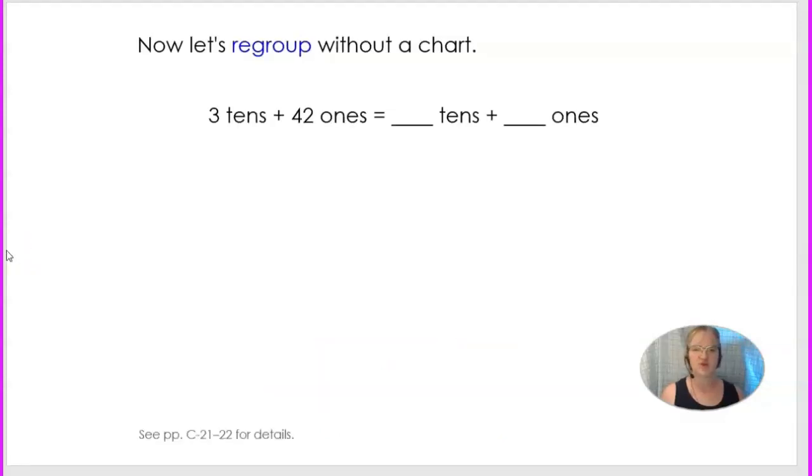So the number is equal to 85. Now let's regroup without a chart. So we've got 3 10s and 42 ones here. Here 42 is breaking the rules again. Can't have more than one digit in a place value. So we're going to take the 10s from here and move them over to here. So now we have 3 plus 4 10s, and we know that 3 plus 4 will be 7 10s, and we're left with 2 1s.